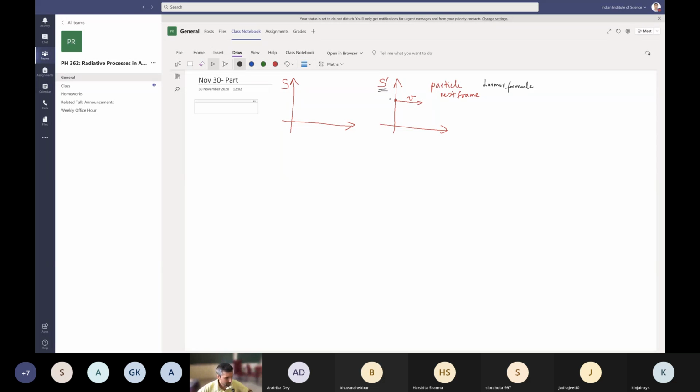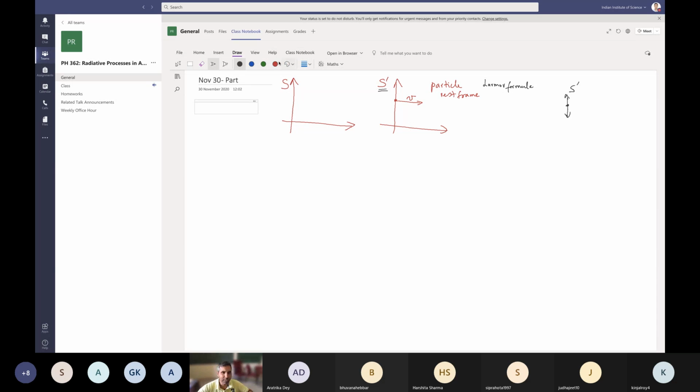So don't forget this picture. For example, you have a particle oscillating, accelerating and oscillating. This is the frame that we already considered, the particle rest frame. Instantaneously the particle is at rest, but it is accelerating. So this is stuff in S prime, but we want to go from here to frame S. Okay, let's get started.